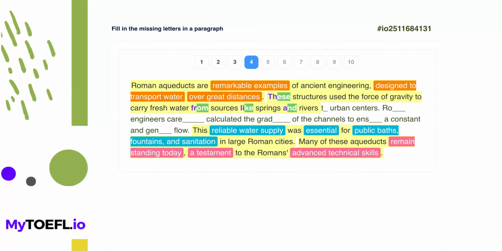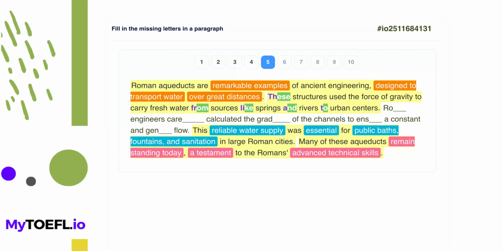Now for the fifth blank, which completes this thought. These structures use the force of gravity to carry fresh water from sources like springs and rivers blank urban centers. The question provides the letter T and contains one missing space. We previously established where the water came from. Now the sentence tells us where the water is going: urban centers. We need a preposition that indicates direction or destination. The pair from to is a standard structure in English. Thus, the correct word is to.